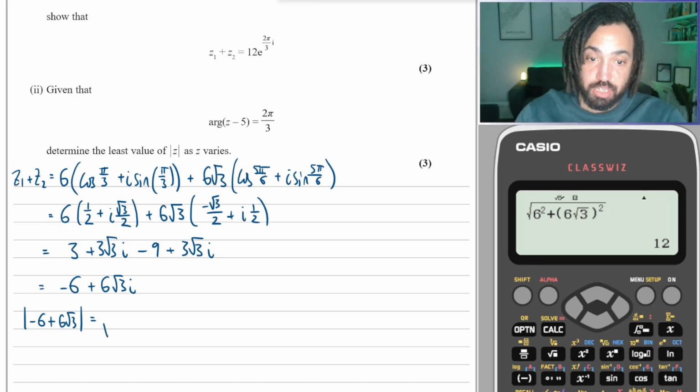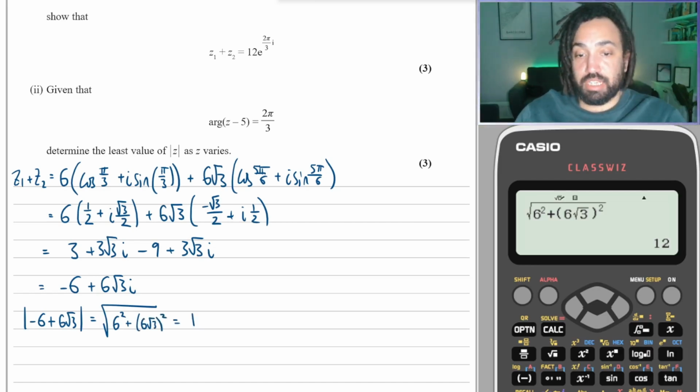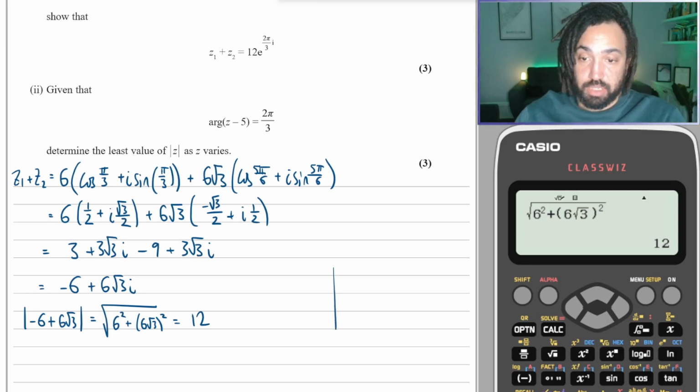Okay, it is a show that question, so I'm just going to really clearly show what I'm doing here, just to make sure I get all the marks, and that equals 12. So to find the argument, if I were to draw this quickly on an Argand diagram, it's minus 6, so that goes to the left, and then up 6 root 3, which goes up like that. So the complex number looks like this.